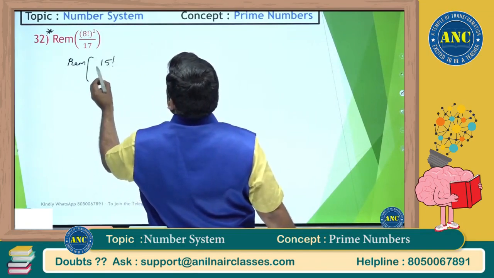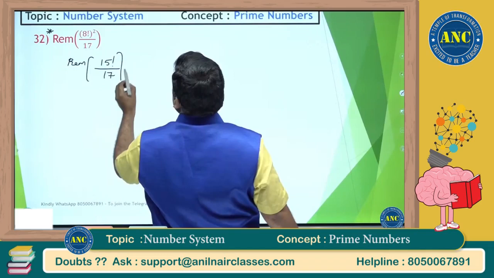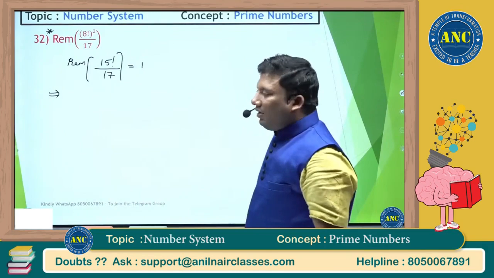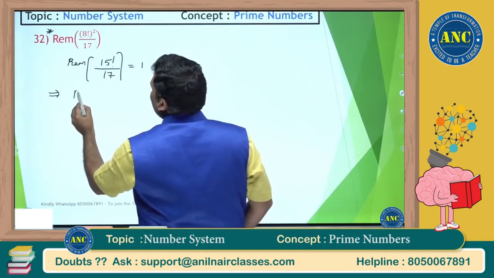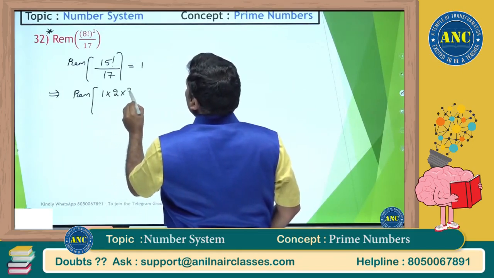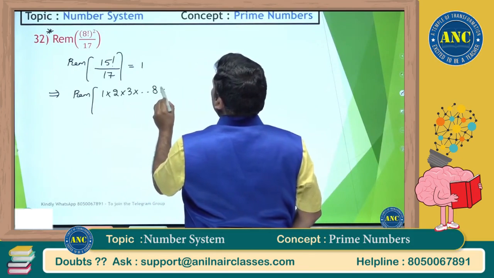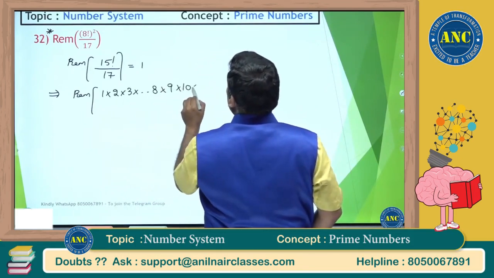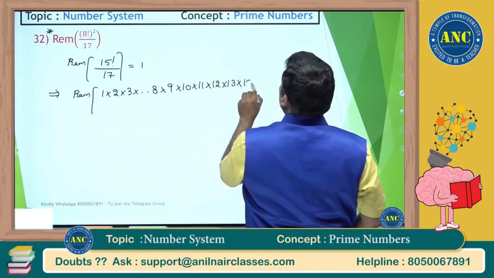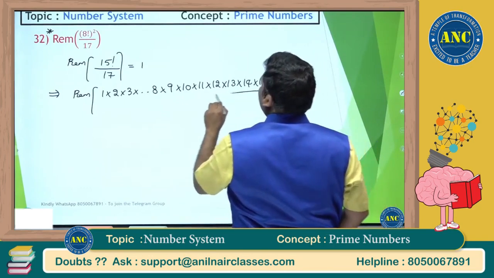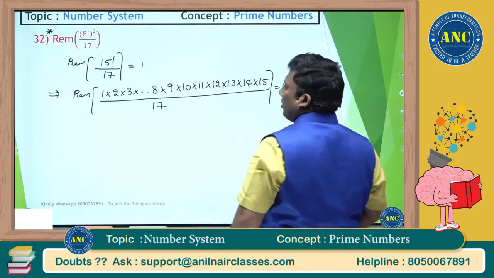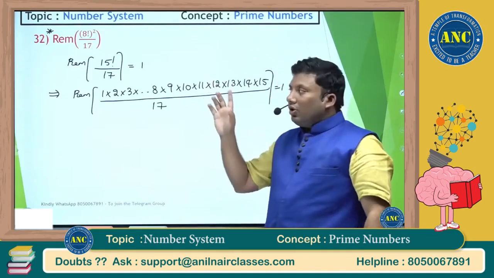Just now we discussed 15 factorial divided by 17, it is 1. We require 8 factorial, right? So let me write down like this: 1 into 2 into and so on up to 8, 9 into 10 into 11 into 12 into 13 into 14 into 15, divided by 17, it is 1. We require 8 factorial whole square.